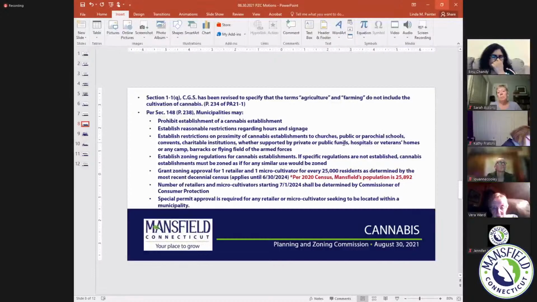So you can establish restrictions. Even in setting zones, you can set separation distances to certain other uses. We used to have these for alcohol. We eliminated them a few years ago. But those are the types of uses. So you could establish something that says you cannot be within X distance of a public or private school.